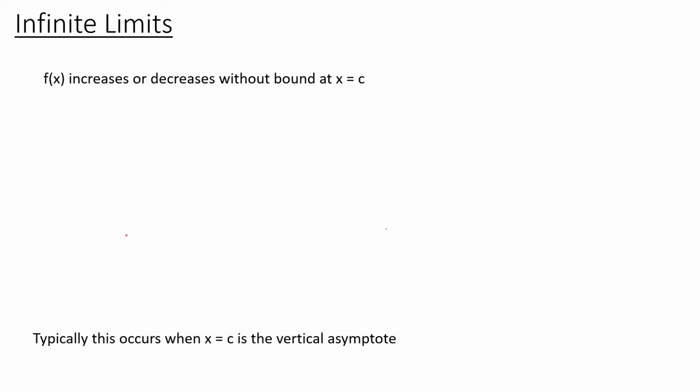Today's lesson is called infinite limits. Infinite limits is when f of x increases or decreases without a bound at x equals c. In other words, f of x is getting bigger and bigger, which means infinity, or it could get smaller to approach negative infinity. Typically, this occurs when x equals c is the vertical asymptote. So let's look at a graph.